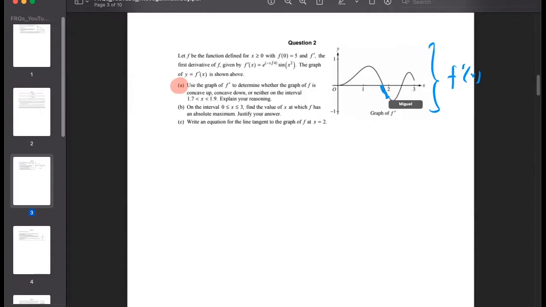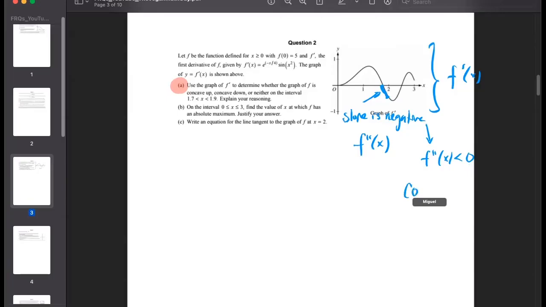Now let's interpret that really quickly. The derivative is negative, but because we're talking about concavity, we're really trying to examine f double prime. So f double prime is the slope of this particular function. Again, f double prime is the slope of f prime. Because we have the graph of f prime, we can see right away that the slope here is negative. So that means that because the slope of f prime is negative, f double prime is going to be negative. So that means that it's going to be concave down.